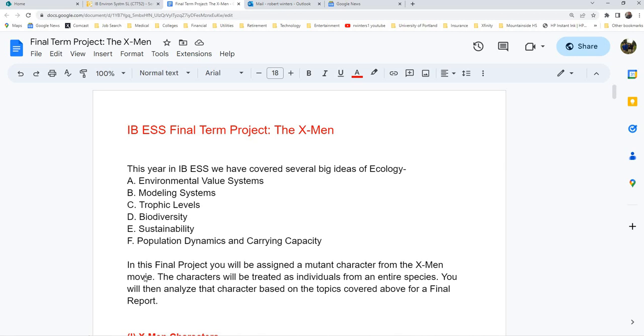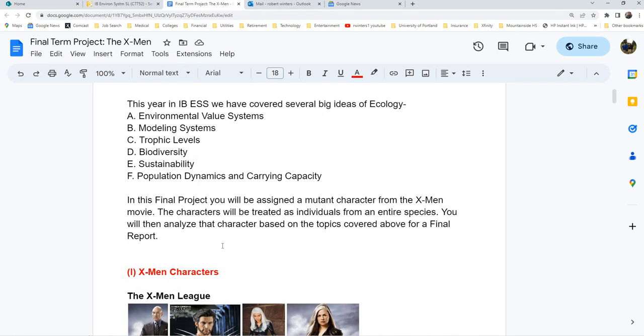So we're going to try and cover all of these issues here by looking at an example. And the example I've chosen has been the X-Men movie. This one came out in 2000, so it's been a while, but still a great movie. Started a whole franchise here.